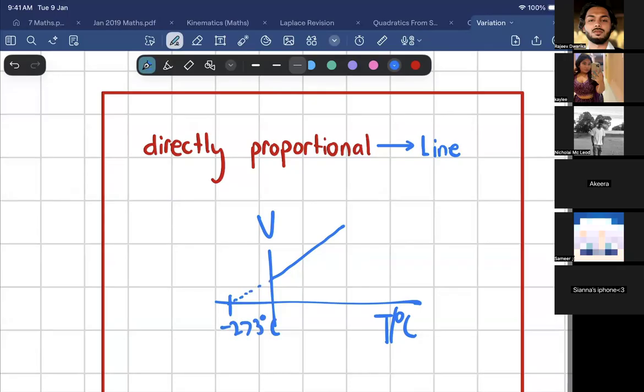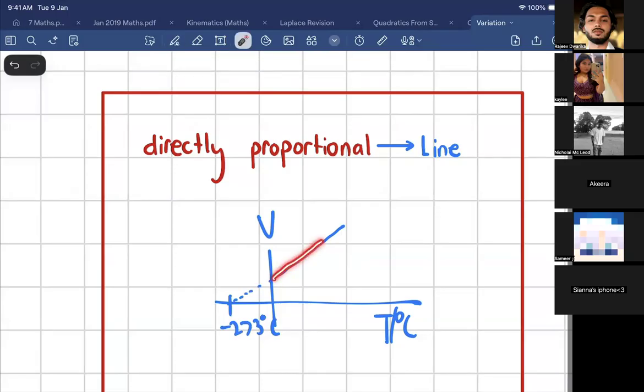Now, the reason why we can't use this for the gas laws is because that is not directly proportional. For a graph to be directly proportional, it needs to start at the origin. So if you didn't know, now you know, physics people. That is why the Kelvin scale was made, because if you use degrees Celsius, you're going to end up with a graph that does not pass through the origin.